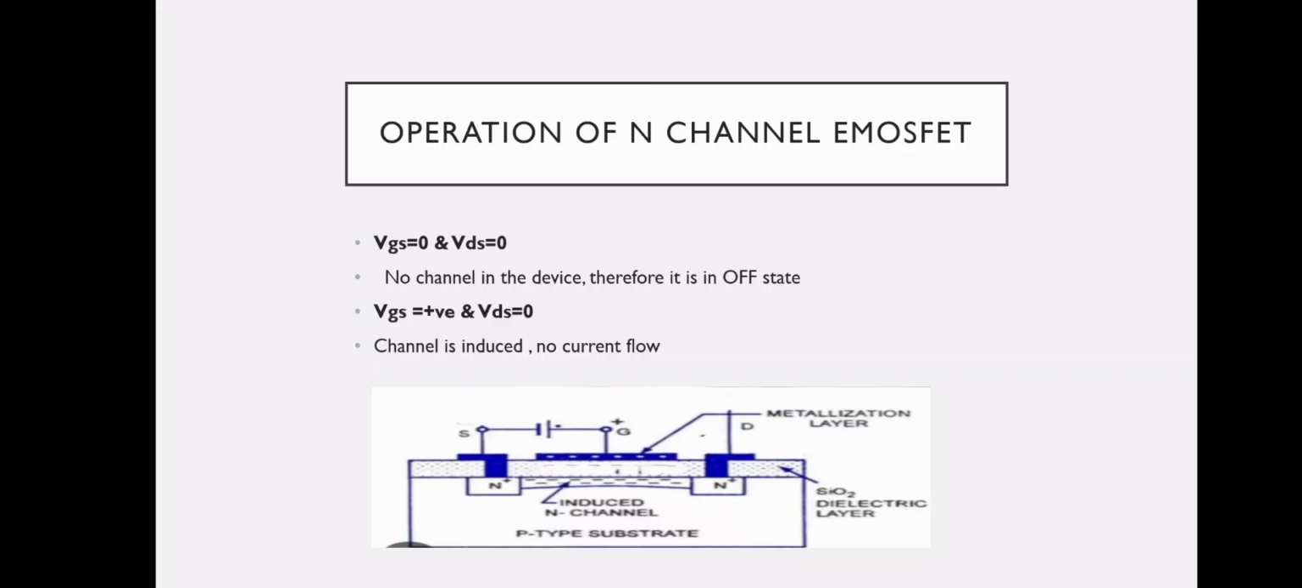Now, for this channel to be formed, this VGS has to be above a minimum threshold value, and that value above which the channel is formed is known as the gate source threshold voltage, VGST.